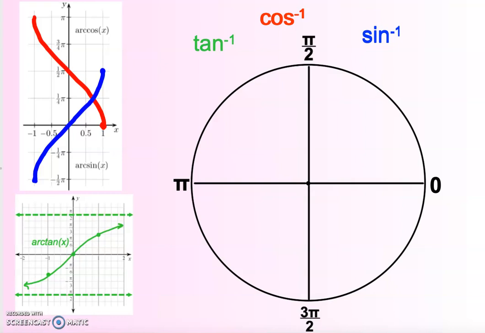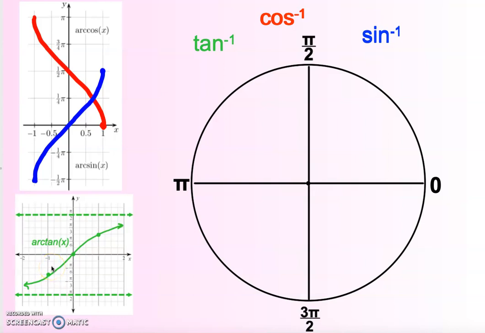Well, so the other day we talked about how we can figure out what the graphs of the inverse cosine and inverse sine and inverse tangent look like. And you can see here in red, this is the graph of the inverse cosine or arc cosine. And in blue, this is the graph of the arc or inverse sine. And down here is the graph of the arc or inverse tangent.